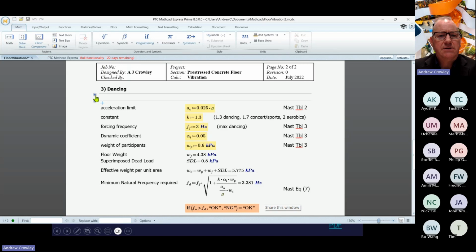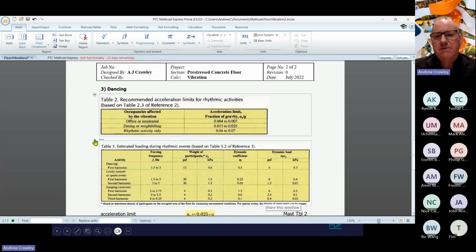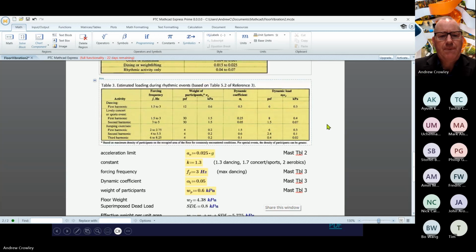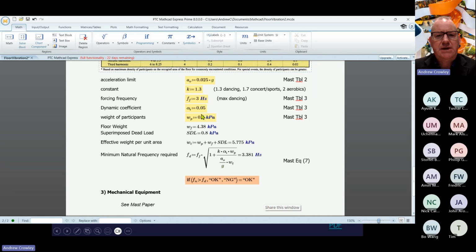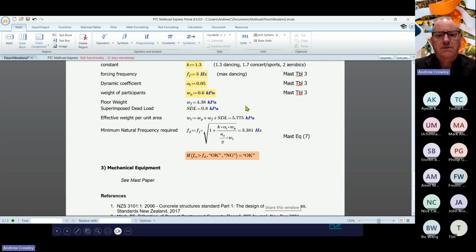I've put the tables in little areas so you can expand or shrink them down as required. So when we're looking at dancing, we take a constant K of 1.3 and carry the acceleration limit from table 2 and the other parameters from table 3. You have a forcing frequency, which is typical with dancing, of 3 hertz. The dynamic coefficient, again, from the table of 0.05. You take a value of the weight of participants, and again, this is much lower than the normal UDL you would apply for a live loading.